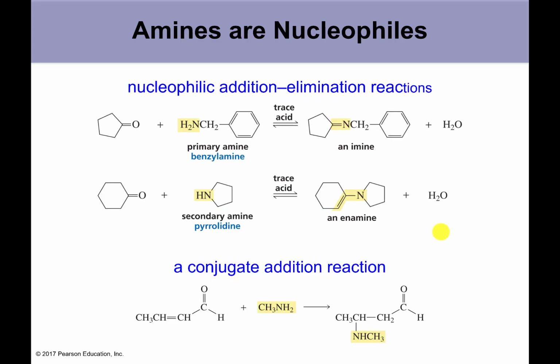It can also be done in an addition-elimination reaction, and this is the formation of imines or enamines. And so again, with trace acid, this is the lab that we're doing this week, or that I did last week, and you'll be watching this week. With distillation, it goes all the way to the imine or enamine, because you're removing the water in the product through an azeotropic distillation.